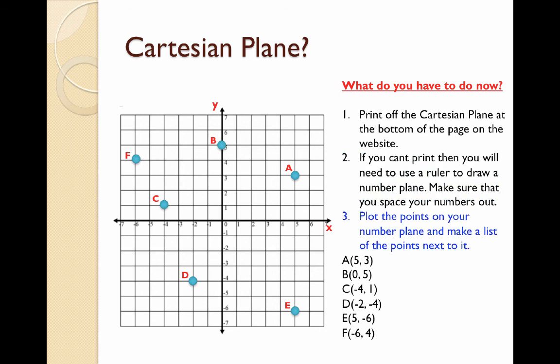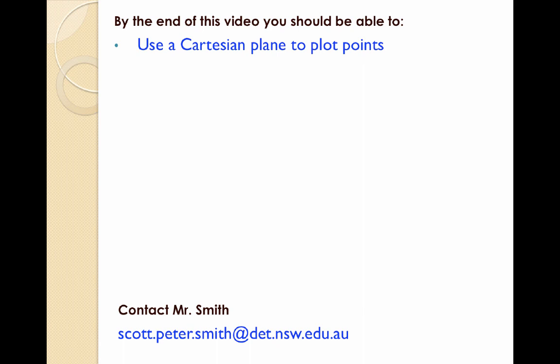Then what I want you to do is plot the points on your number plane, just like we have here on the page, and then write the points next to it, which I've got down the bottom on the right. And that's it. That should be enough information in order for you to do some work on the Cartesian plane. So hopefully you know how to plot points and maybe even read some points, and you should get some proper exercise using your textbook. Good luck.